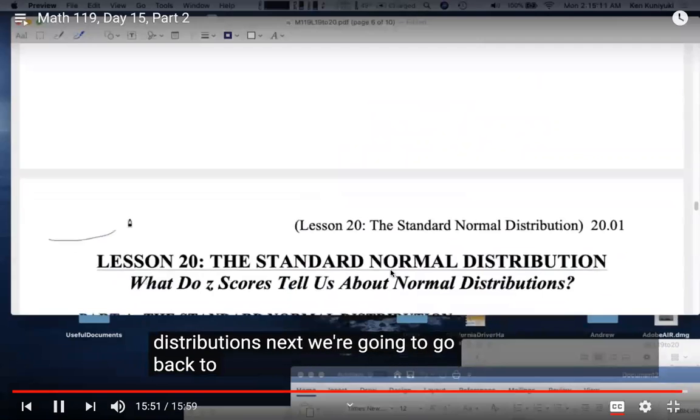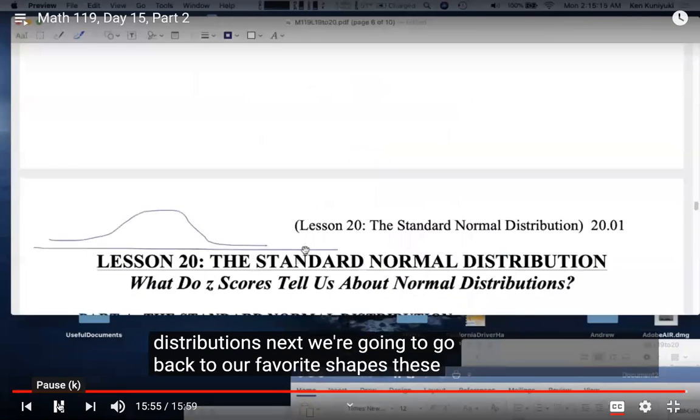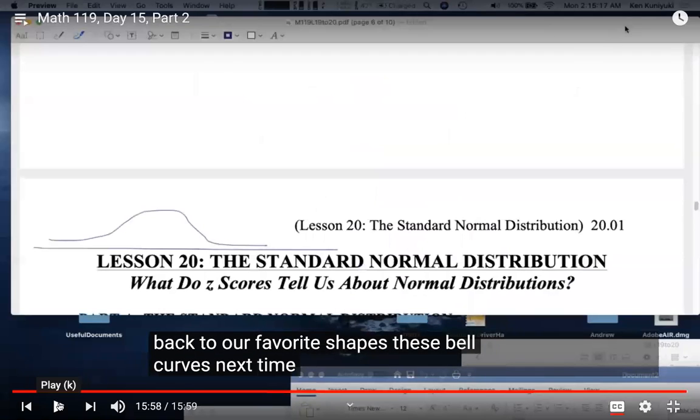Next, we're going to go back to our favorite shapes, these bell curves. Next time. Okay, any questions? Although we're still sticking with continuous distributions, we're going to shift gears a bit, all right? Any questions? All right. One more, then I have a little video to show you. I emailed it to you.